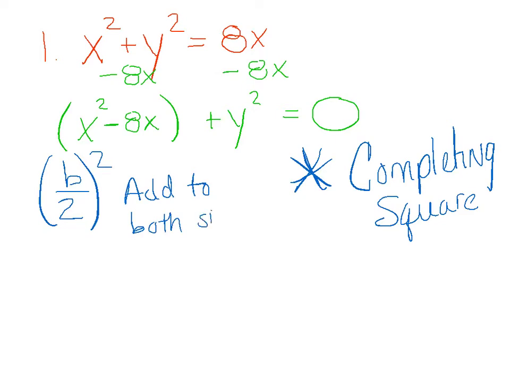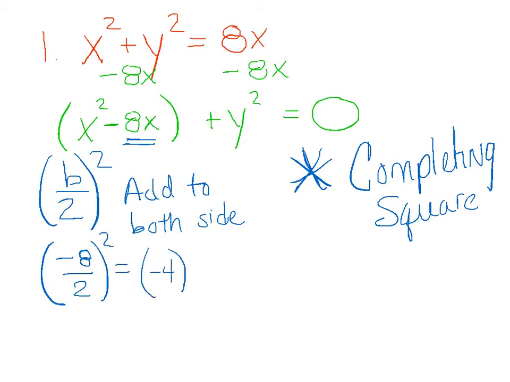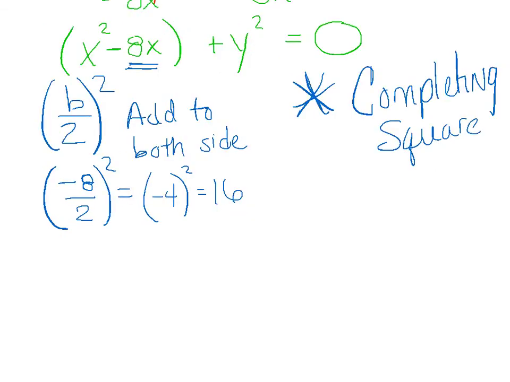It's been a while since we've completed the square, but you take that b term, the term with the x, divide it by 2, square it, and add it to both sides. So in this case, our b term is negative 8, divided by 2, square that. So negative 8 divided by 2 is negative 4, squared, you should get 16. And again, I'm going to add that to both sides.